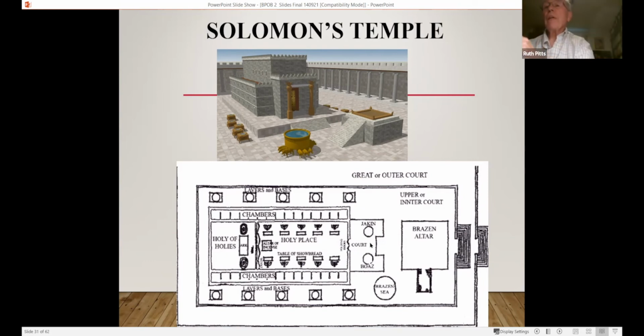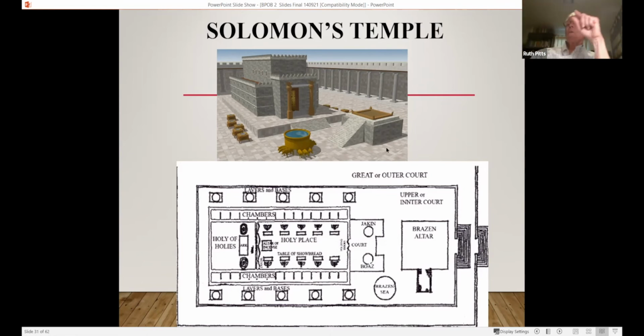The other 2 really important pieces are down at the bottom. The round thing is called the brazen sea. Come on down. There we are. And that's a kind of a laver for purification. And then the center of everything is this brazen altar, this big square.